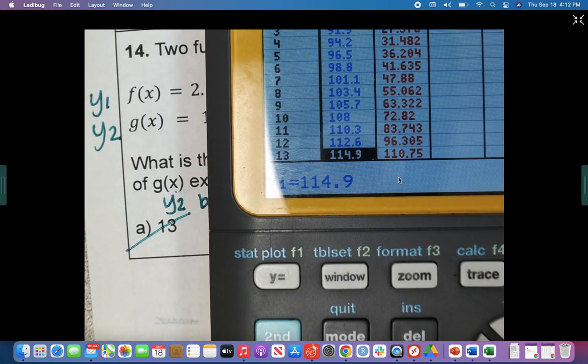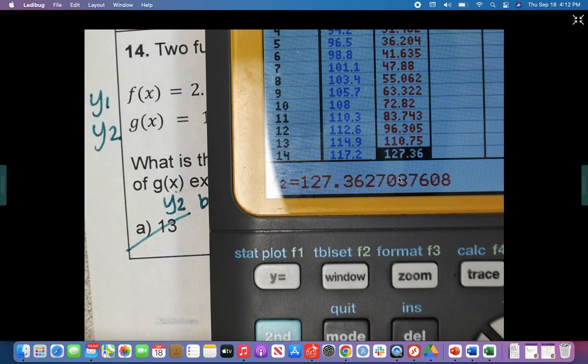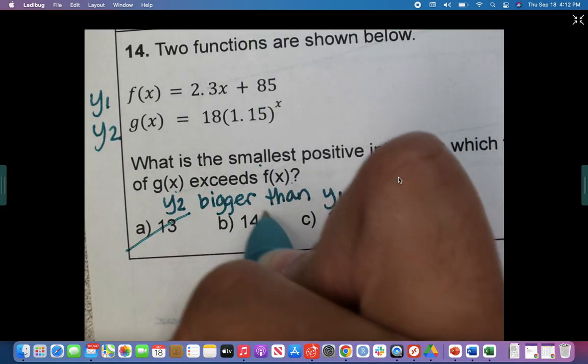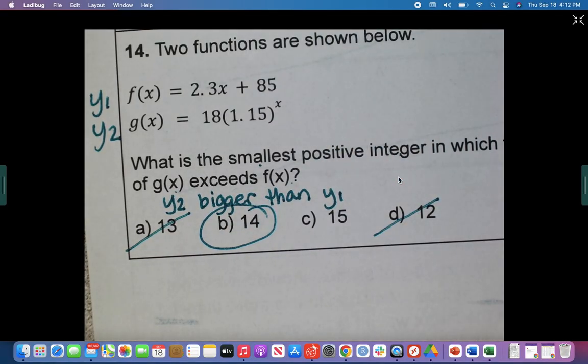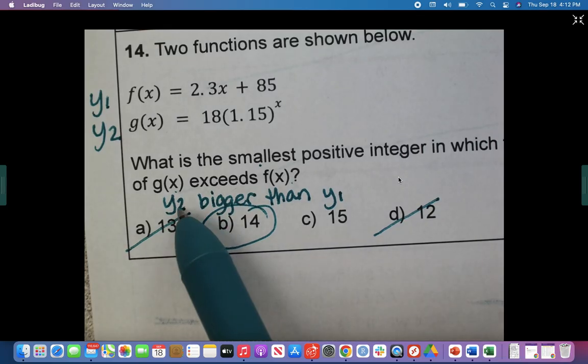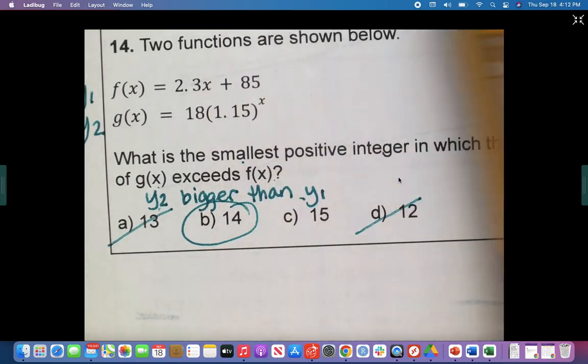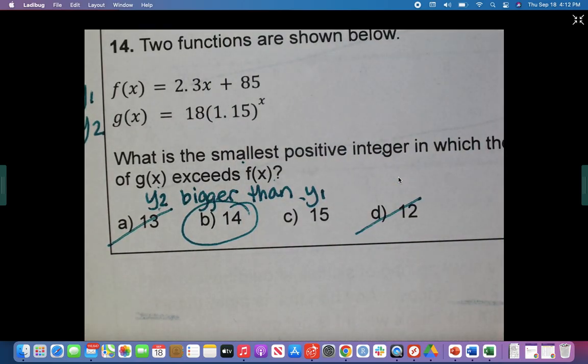14, is y2 bigger than y1? So that's 127, that's 117. So that's a yes. So 127 is bigger than 117. So 14 would be the smallest positive integer where g of x is bigger than f of x. So that was where y2 was bigger than y1 in our case because we typed it in here. So 14 is B.